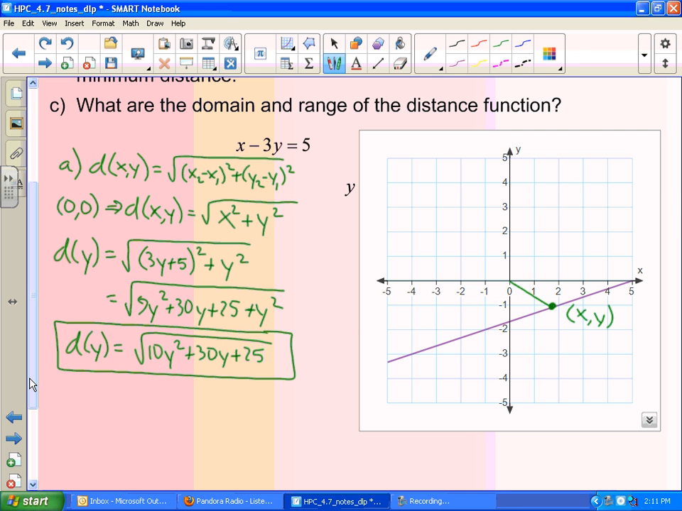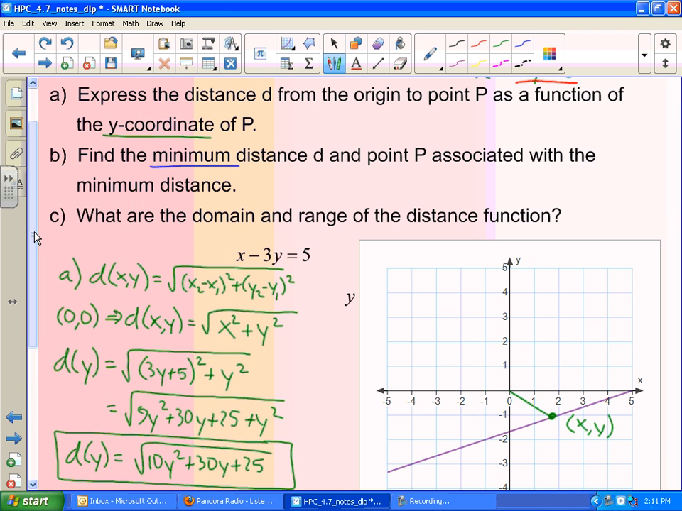Where does that have to go? How do I have to connect to that line if I'm going to get the shortest distance? Perpendicular, very good. Perpendicular bisector, or not necessarily bisector, but a perpendicular connection, right there. That is going to be the point I'm interested in, because that's going to be the shortest distance to the line from the origin. So we have to go find that coordinate, but we also have to find that distance.